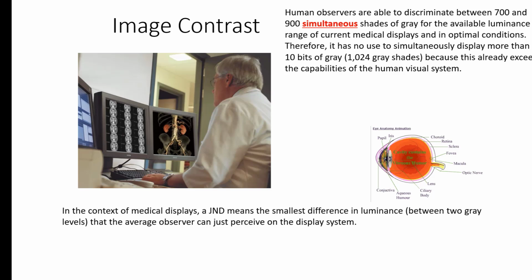Humans are able to discriminate between 700 and 900 shades of gray for the available luminance range of medical displays in optimal conditions. Well, what does all that mean? Well, I could see all these shades of gray, right? You can kind of say, well, you don't need more than 10 bits of gray because you can't see more than 10 bits, but I know we're collecting more than 10 bits when we do mammo because we're trying to get the relative data.